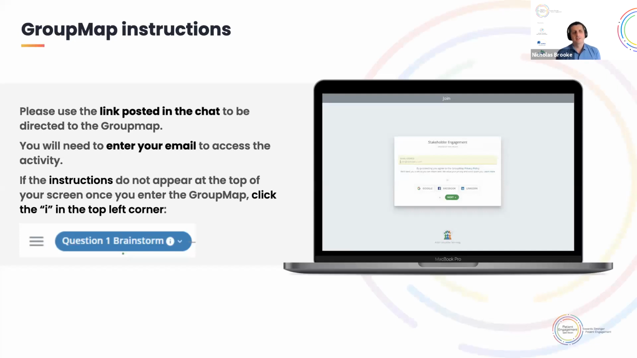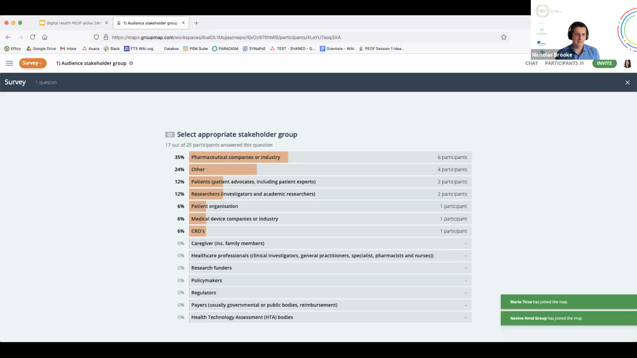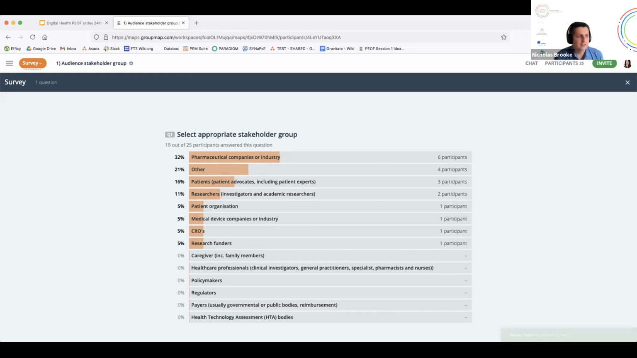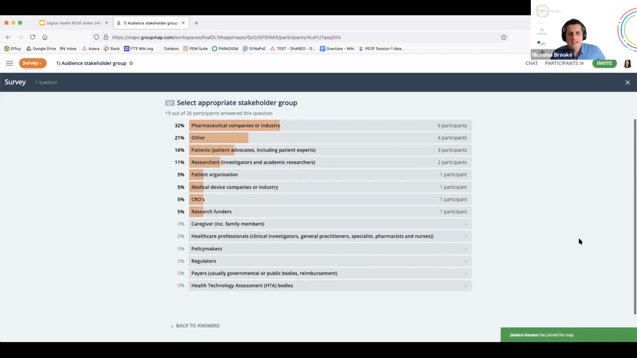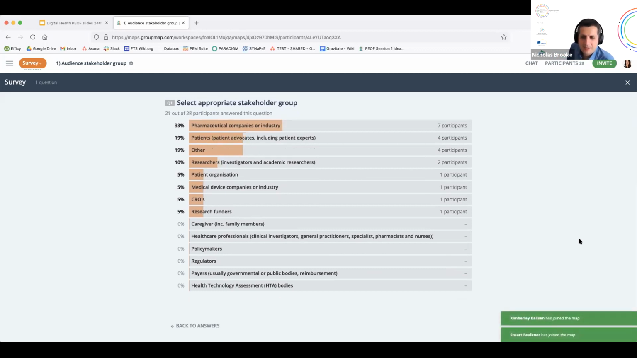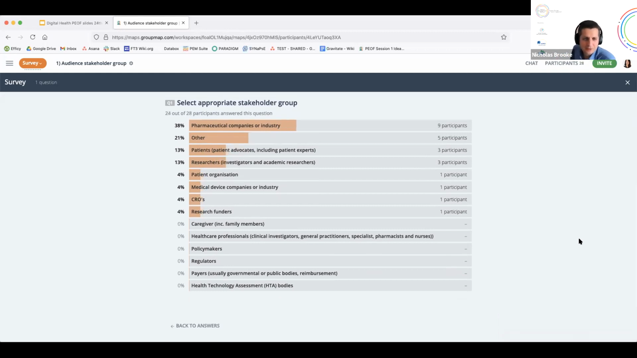The first question is just to know who is contributing. Maybe we can share the group map screen, please, Elizabeth. Thank you. You can tell us which type of contributor you are. And again, the "others" group is quite big, so maybe you can say in the chat which type of stakeholder group you belong to.